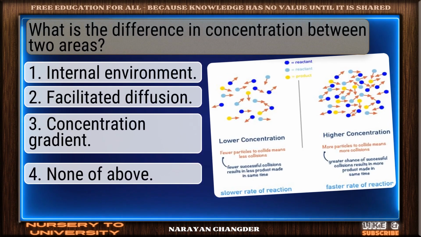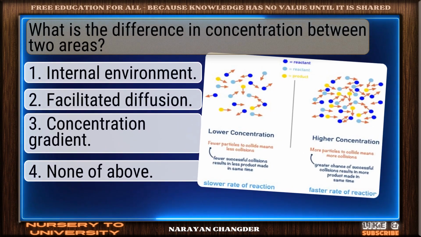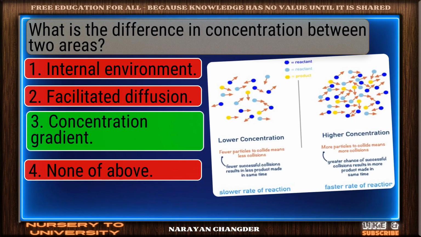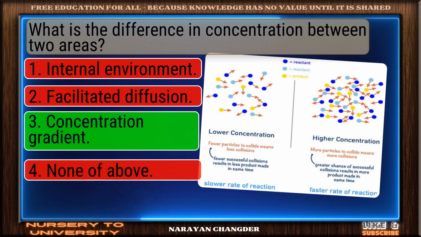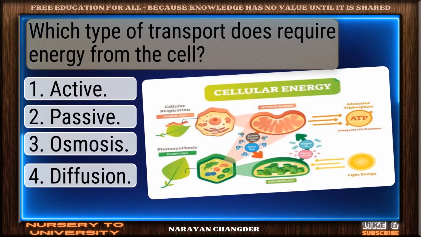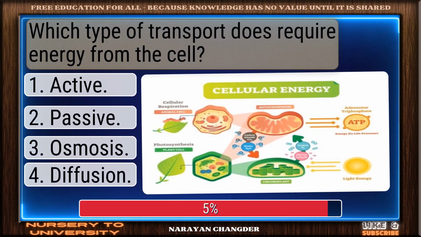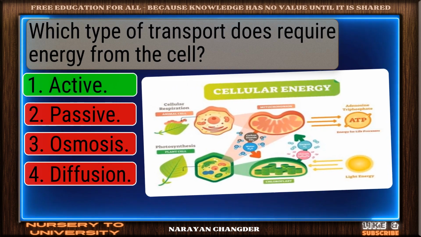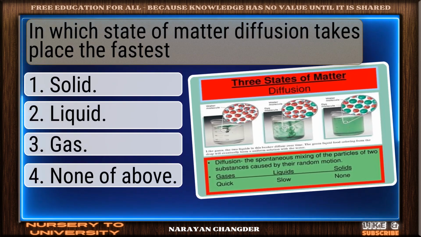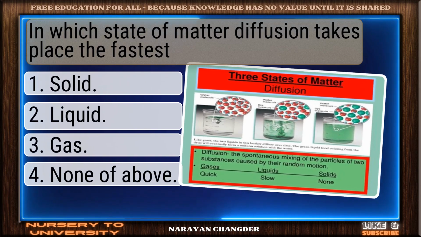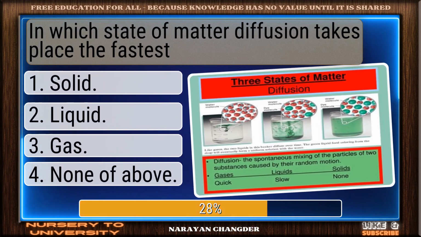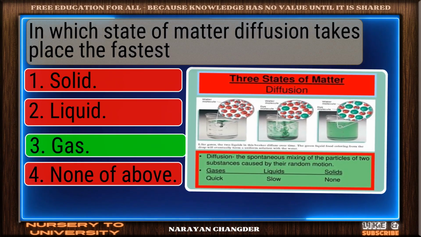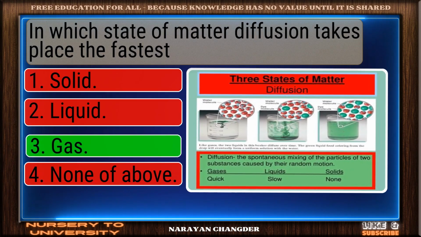What is the difference in concentration between two areas? Great thinking. Concentration gradient is the right choice. Which type of transport does require energy from the cell? You got it. Your choice active is right. In which state of matter diffusion takes place the fastest? Correct response. Gas is the most accurate answer.